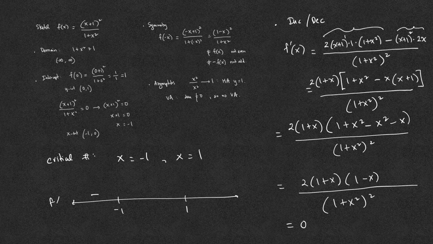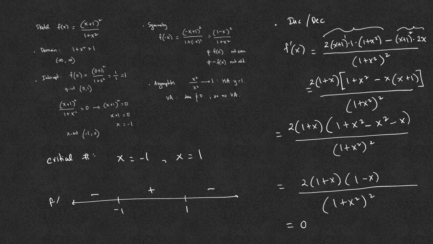If we plug in any number between negative 1 and 1, 0 for example, 1 plus 0 is positive and 1 minus 0 is positive, so f prime is positive from negative 1 to 1. And if we plug in 2, a number in the last interval, we will see that 1 plus 2 is positive and 1 minus 2 is negative, so f prime is negative in the last interval.